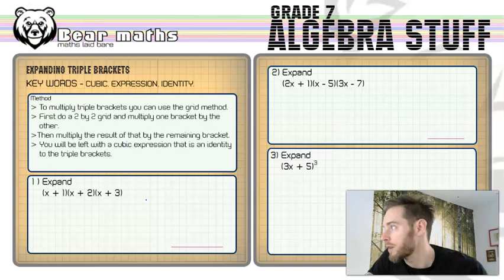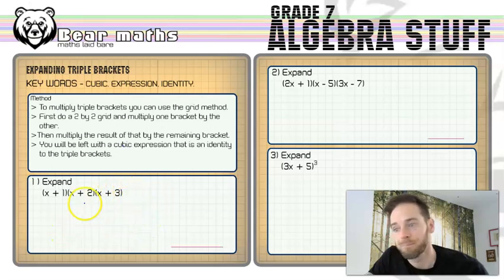So the method states that to multiply triple brackets you can use the grid method, just like we do in a double brackets question. So we're going to do a 2 by 2 grid, multiply one bracket by the other. Then we multiply the result of that by the remaining bracket. Then we'll be left with the cubic expression, which is an identity to the triple brackets.